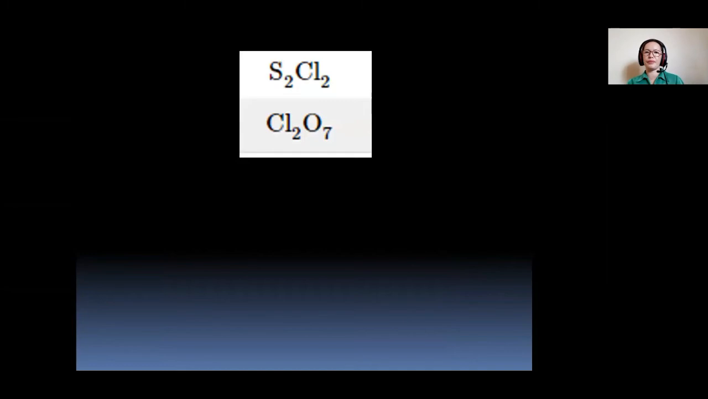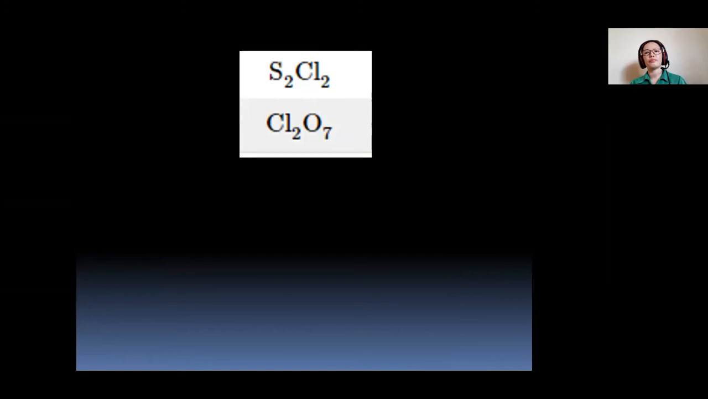Okay, so for example, if you have sulfur and chlorine, so sulfur from group 16, chlorine from group 17. Obviously, this is a binary molecular compound. So how will you name this? So check the number. 2 is di, S is sulfur, 2 is di, and chlorine is chloride. So it's disulfur dichloride.